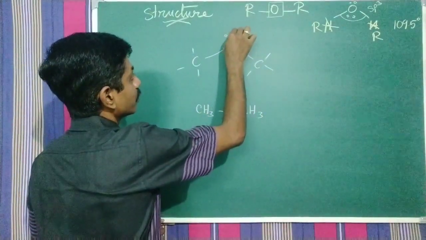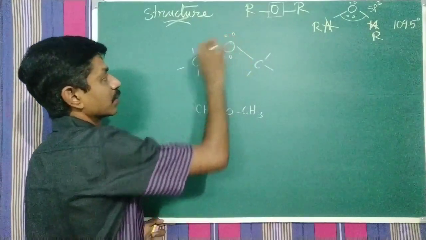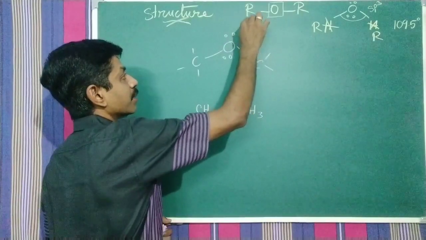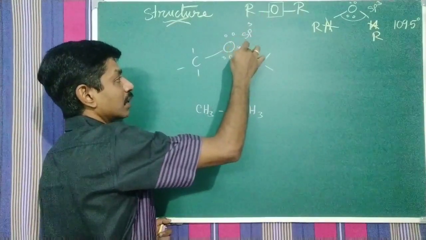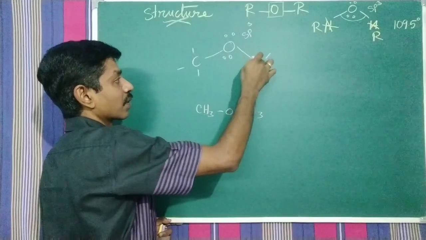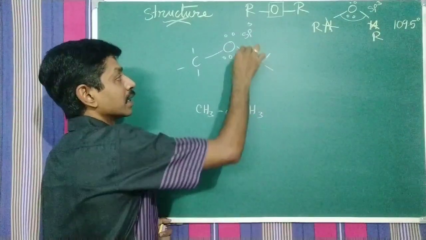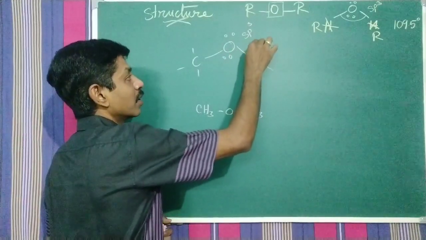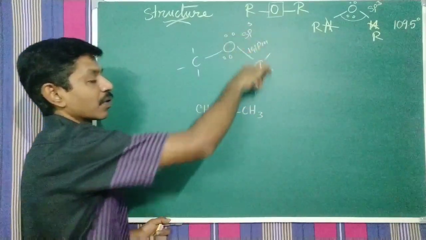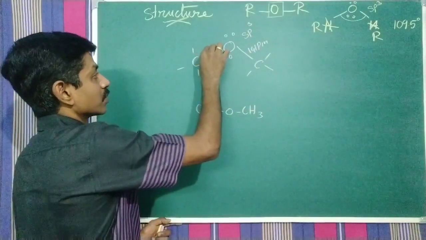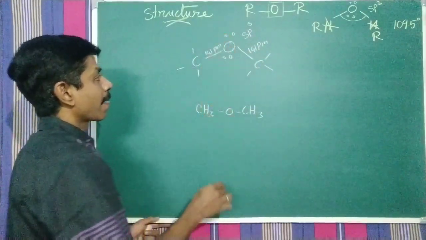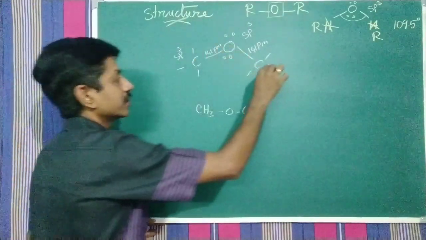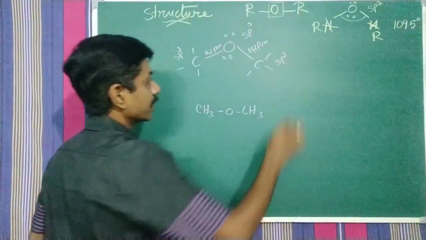As usual, two lone pairs of electrons are available over the oxygen atom. This oxygen is sp3 hybridized, and each bond connected with the carbon of the methyl group is a carbon-oxygen sigma bond with 141 picometer as bond length. Similarly, this side is also 141 picometer. And these carbon atoms are also sp3 hybridized in nature, so they show tetrahedral geometry.